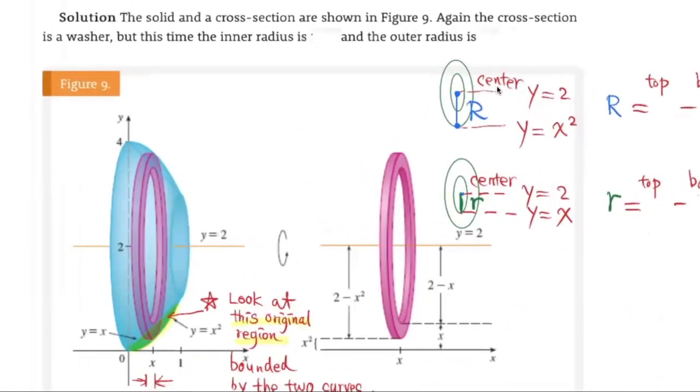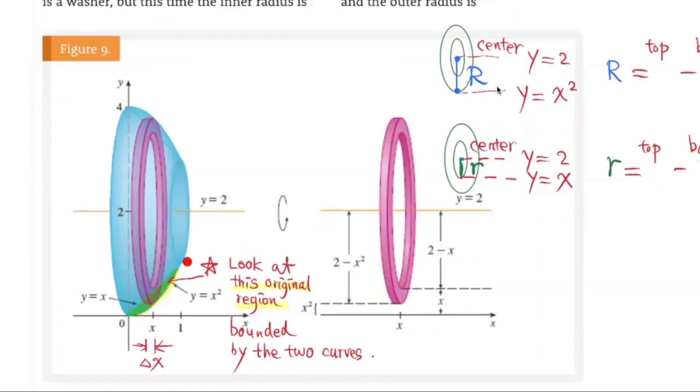this is the region in example 4. So y equal to x over here, y equal to x squared over here. Then that's the region bounded by y equal to x and y equal to x squared. Now this time we're going to rotate about this horizontal line over here, y equal to 2. Now we're going to get a solid like this.